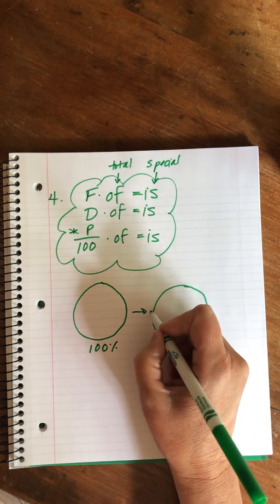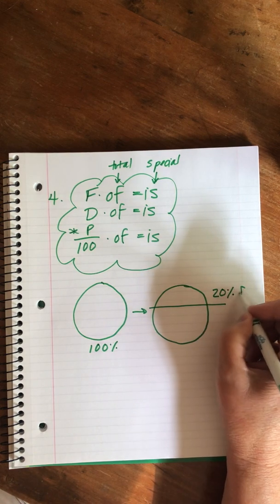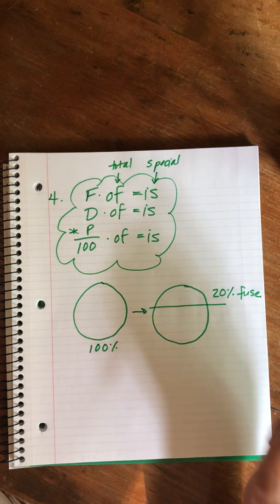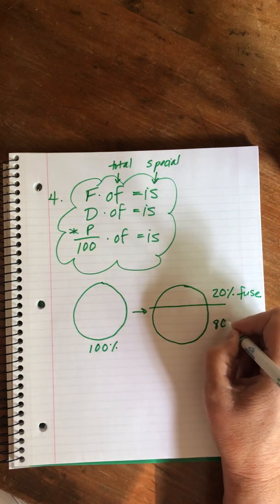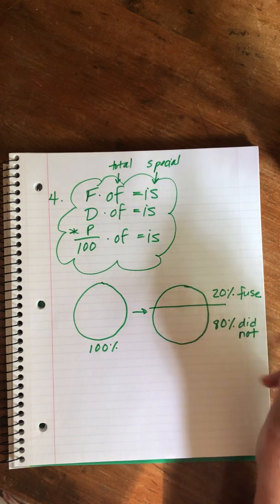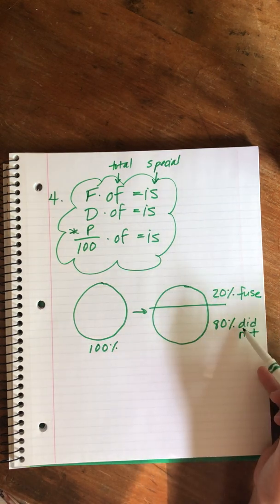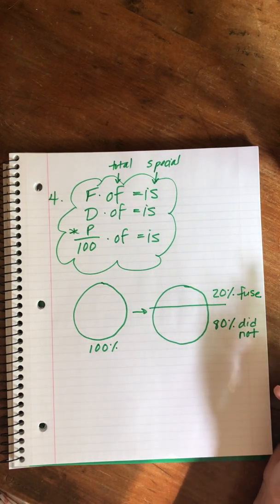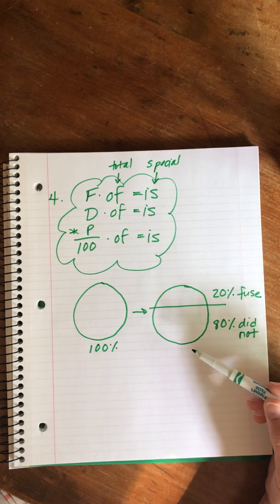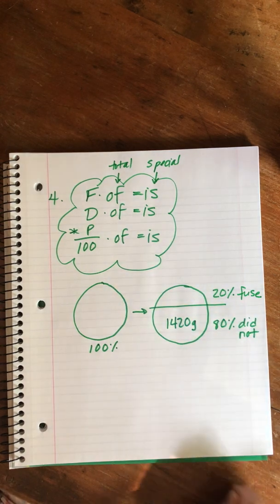We know that 20% of it did fuse. Okay? That means 80% did not. We can assume there was no third thing that happened. So if 20% fused, then we know that 80% didn't. We also know that the amount that did not fuse was 1,420 grams. What was the total mass of the molybdenum used?